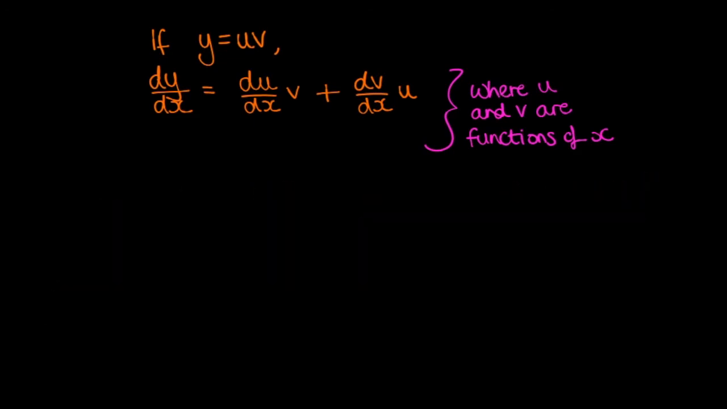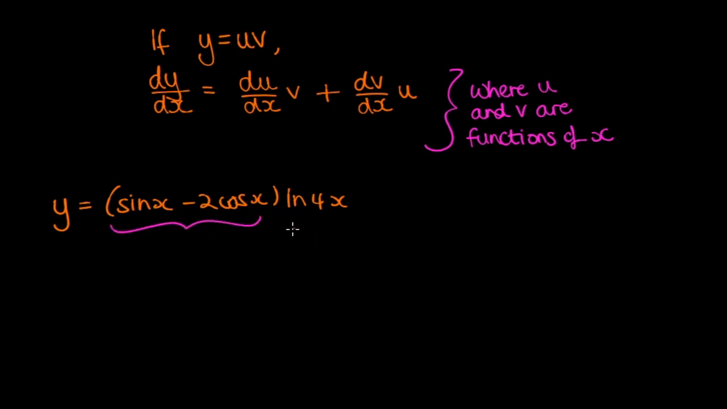Let's do one final example. Let's say that we have y is equal to (sine x minus 2 cosine x) times ln 4x. So don't be tempted to expand the brackets here, because then you'd end up having to use the product rule twice. So it's much easier to treat this as the product of (sine x minus 2 cosine x) and ln 4x. So then we only need to use the product rule once.